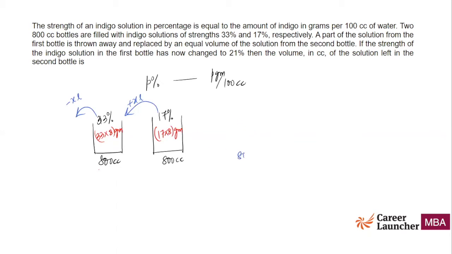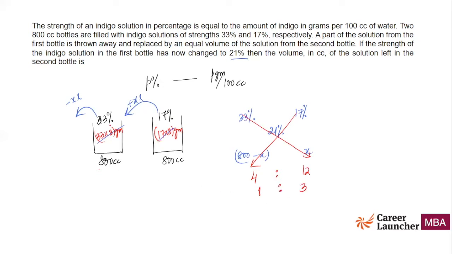So out of 800, if X is removed, this is the volume of the 33% indigo solution. These numbers were not relevant as of now, for the method we are using. And the amount of solution that was brought in was X liters, that was 17%. They both mix to give you 21%. So using alligation, the difference between 17 and 21 is 4. The difference between 33 and 21 is 12. So the ratio is 1:3.